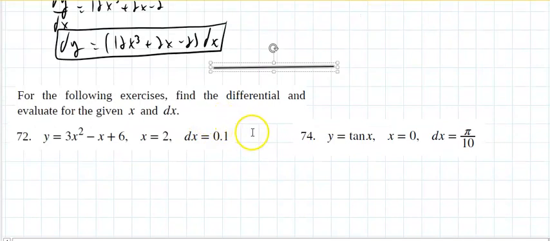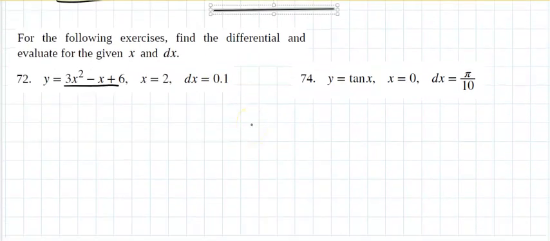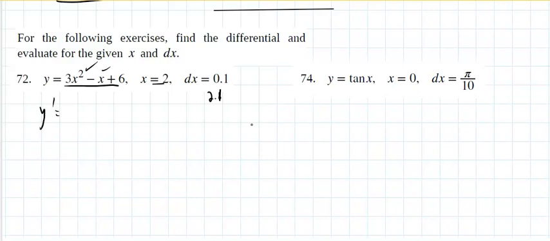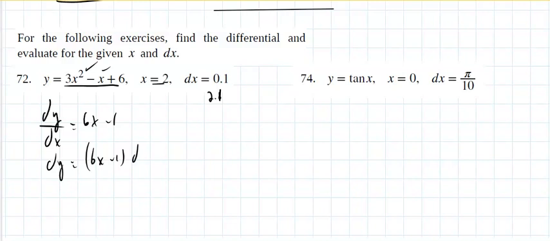Find the differentials here. If this is the function, if you start at 2 and you move a delta, we're trying to figure out, hey, what happens at 2.1? Well, 2.1 squared, you're going to have to multiply that by itself, minus 2.1, and combine. If you just take a derivative, in Leibniz notation, dy/dx is simply 6x minus 1, and dy is (6x minus 1) dx.